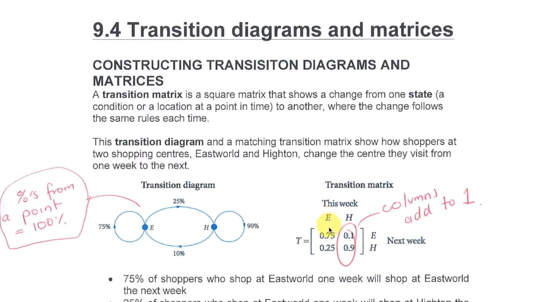And if we look at shopping centre E, this 0.75 represents that 75% of customers in a particular week will continue to remain customers at shopping centre E. And therefore 25% will move across to shopping centre H. So these add up to 1. And then with the H, we can see that 90% of the H customers will continue to shop at shopping centre H the next week, and 10% will move across to shopping centre E. So the columns add up to 1 to represent that 100%, and you've got from E to E and H to H there.